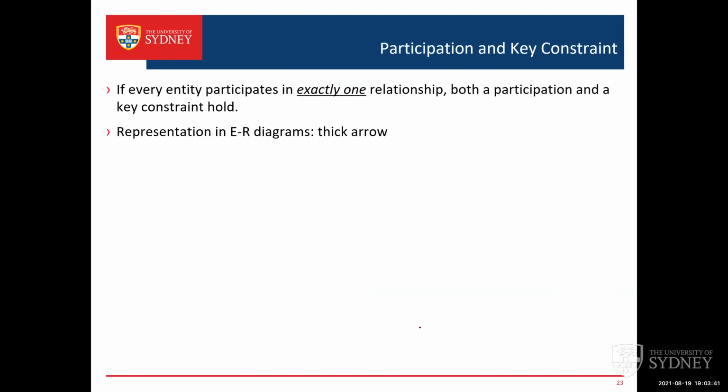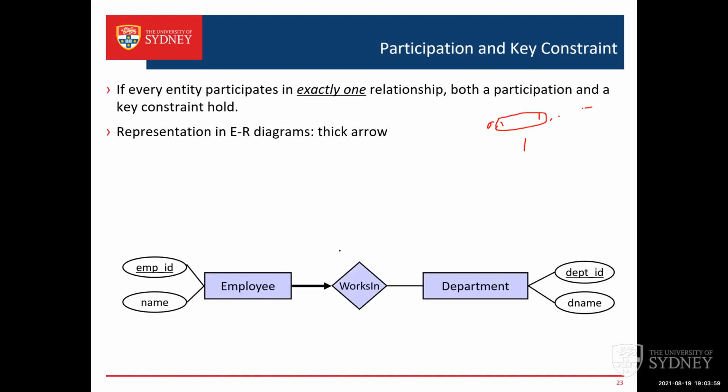Exactly 1. Exactly 1 simply means that we have both at least and at most, right? At most is saying 0 or 1. At least is saying 1 or more, right? So when we have both of them, that simply means 1. Both of them simply means we have the arrow and the thick line, and then we'll say that that is exactly 1. So exactly 1: every employee works in exactly 1 department. So this is how we are going to represent it.